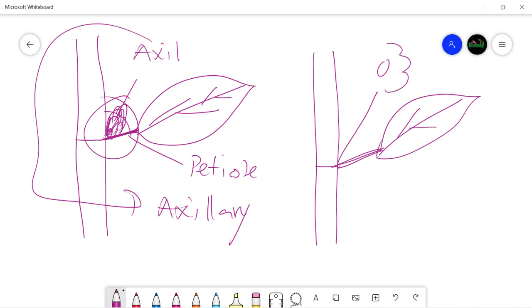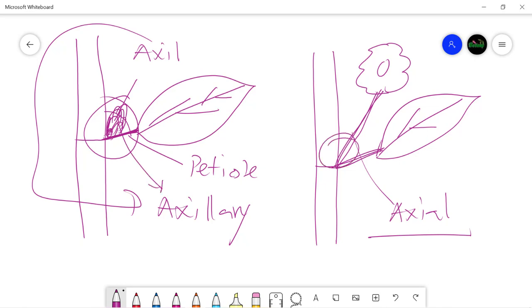So let's draw a very simple diagram. Now this particular flower is in axial position, it is axillary. Similarly, this bud is also axillary. So whatever arises in this area between the leaf and the stem, the leaf may or may not be present.